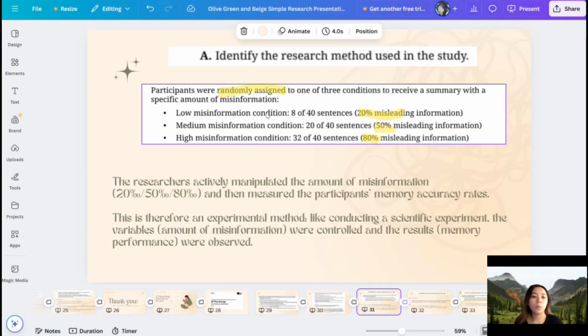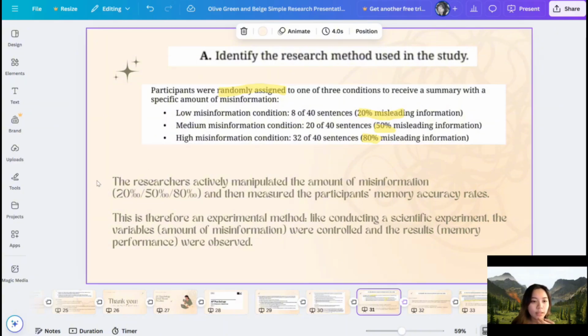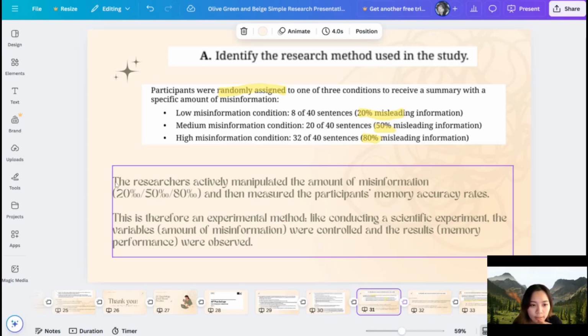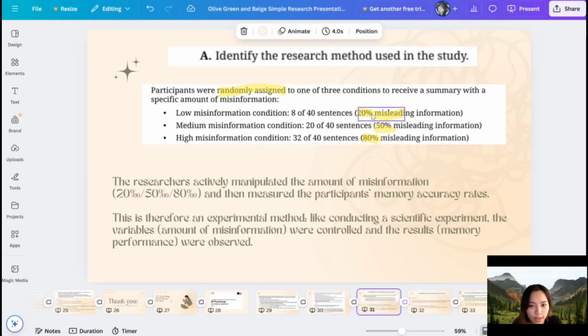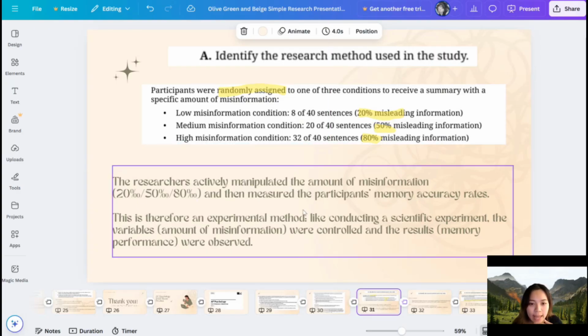Maybe somebody already knows what the research method is, but they didn't mention the specific independent variable, the thing they're controlling, or the dependent variable, right? So this might not be an experimental method. Let's get to it. The researcher actively manipulates the amount of misinformation, right? 20, 50, 80%, those numbers, and measures the participants' memory accuracy rate. And this is therefore an experimental method, like conducting a scientific experiment.